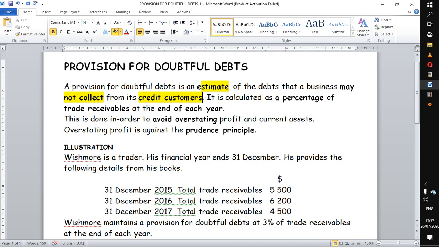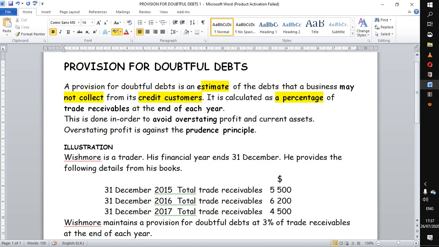These debts are not yet bad, but the business is just trying to take caution and create a certain percentage which, in the view of the business, they think they may not be able to collect. So in order to avoid overstating profits, a business will create a provision for doubtful debts.